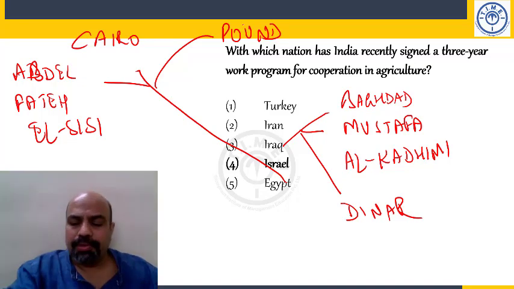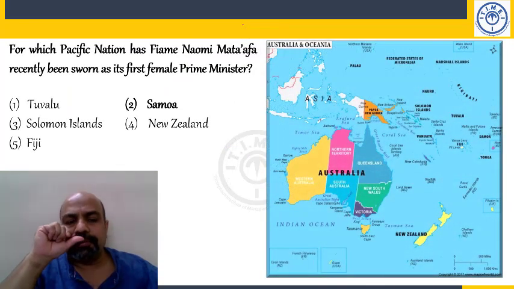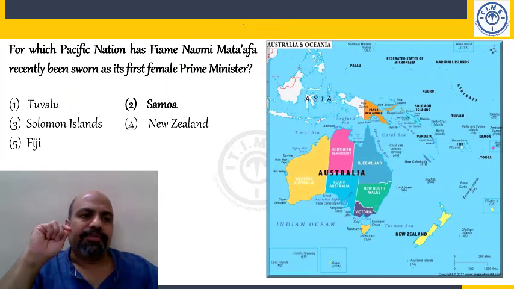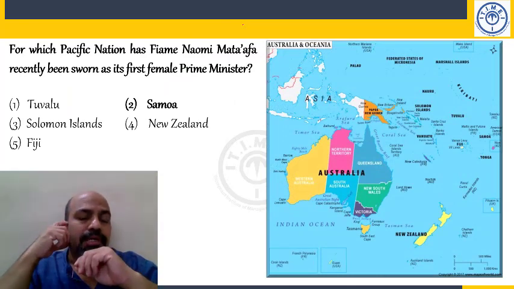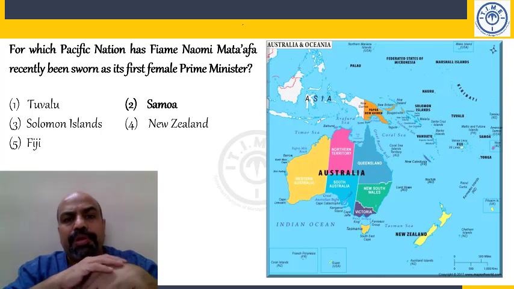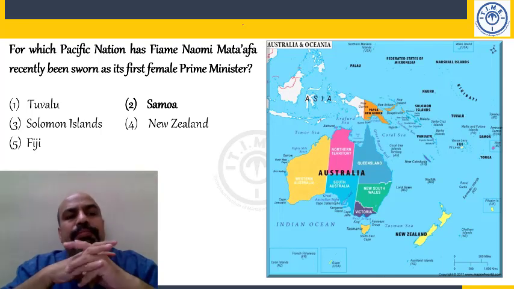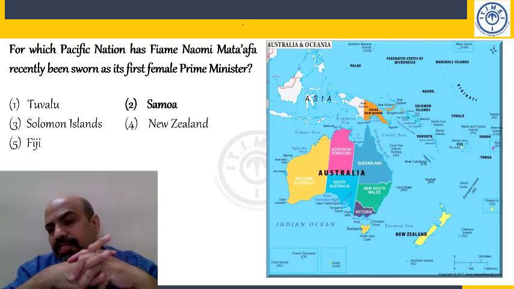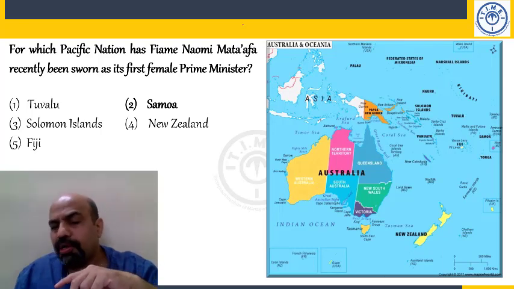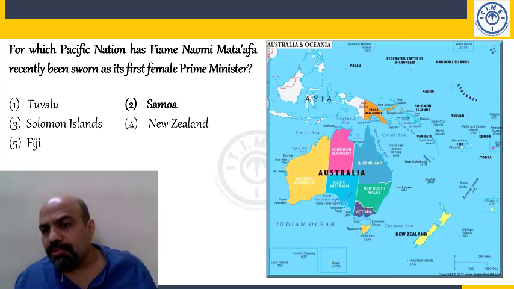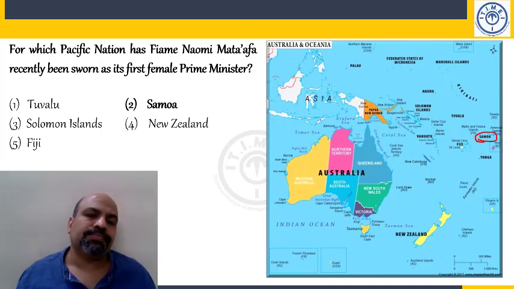Okay, yeah. Couple of last questions. For which Pacific nation has Fiame Naomi Mataha recently been sworn in as its first female prime minister? Samoa. You see, this is Samoa. Tiny country. The capital of this country is Apia.